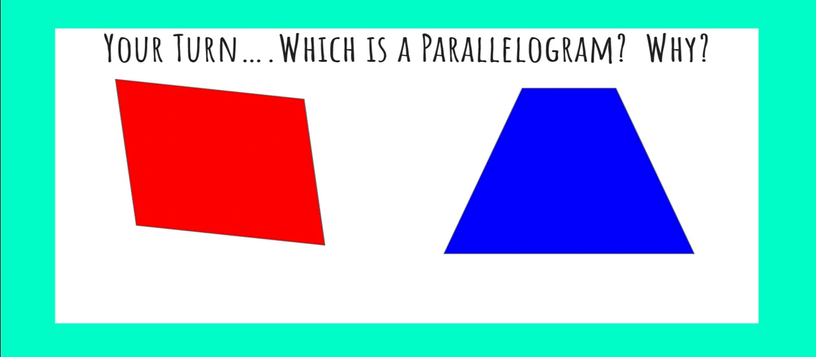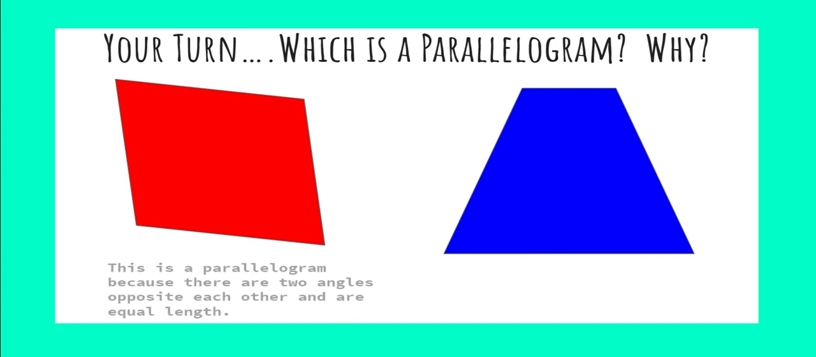All right, hopefully you were able to pause the video and take some time to figure this out, whether writing it down or thinking it in your head. But if you suggested that the shape colored red is a parallelogram, you are therefore correct. That is a parallelogram because there are two angles opposite each other and they are equal in length.